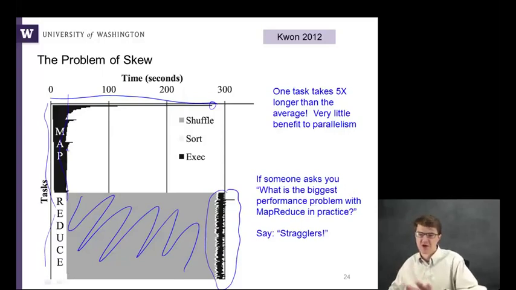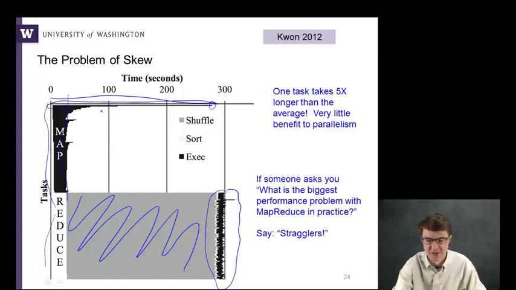One takeaway here, and I'll tell you one way to partially solve this problem on the next slide, is that if someone asks you what one of the biggest performance bottlenecks of MapReduce is, you should say stragglers or skew. Skew is more of a term for this in the database community, but stragglers is maybe a little bit more common. So this is a straggler task that takes a lot longer.